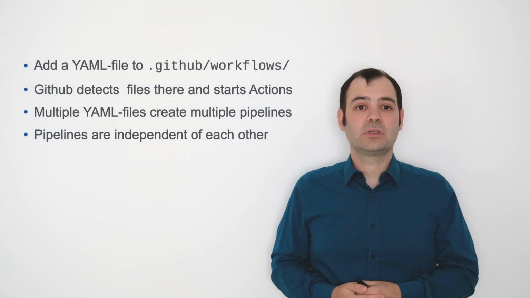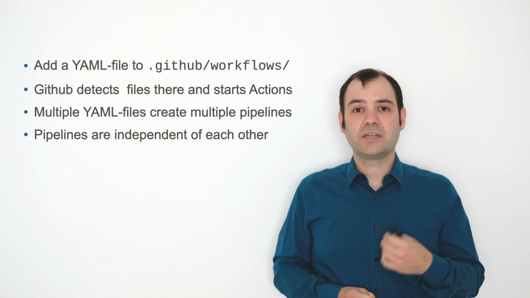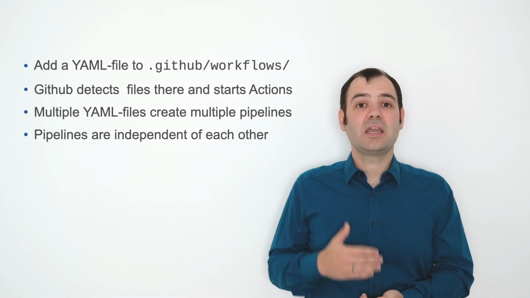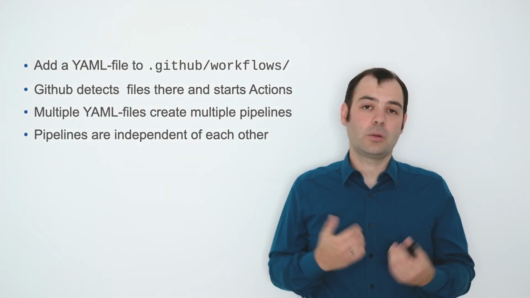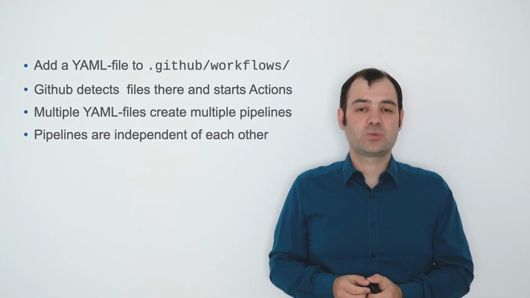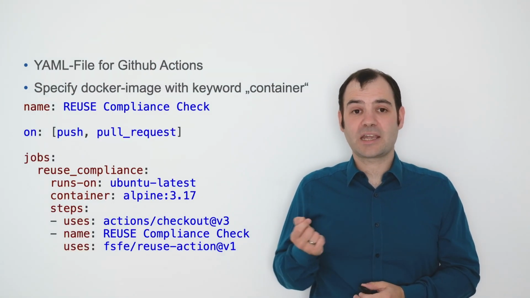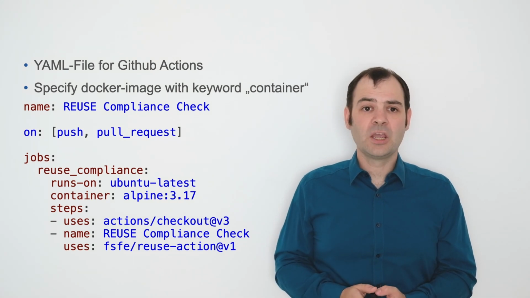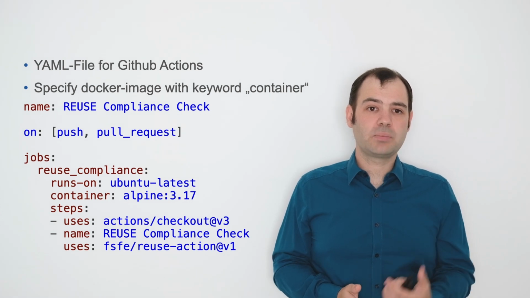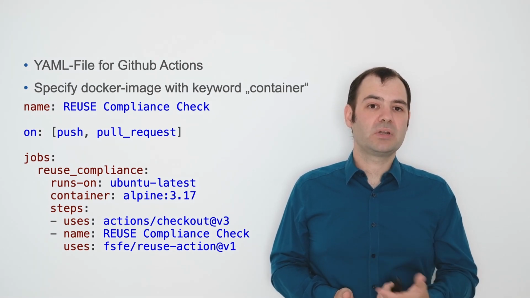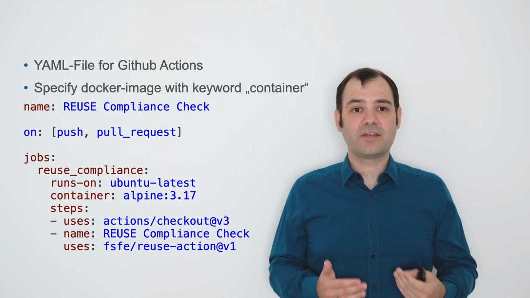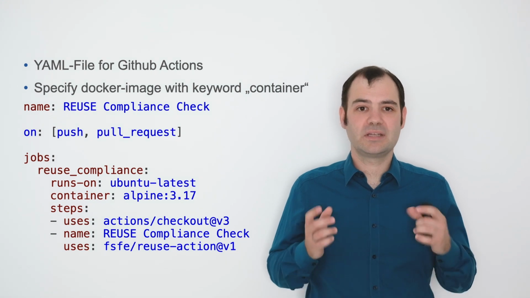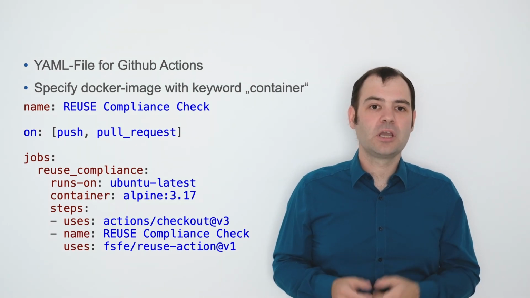I already gave you the information on why Docker containers are helpful and important, and you need to specify in which Docker container, or based on what Docker image, your jobs will actually run. And for GitHub Actions, you do it with the keyword container, as you can see here. So in this example, we run a pipeline called reuse compliance. It runs on every push and on every pull request, and it just consists of a simple single job, reuse compliance.